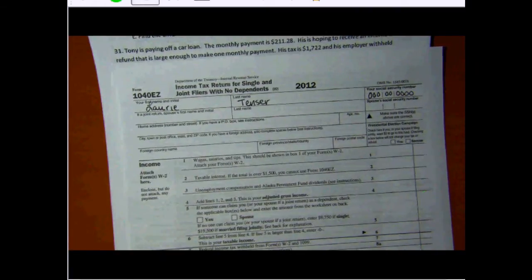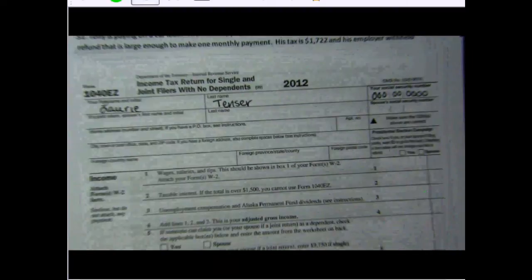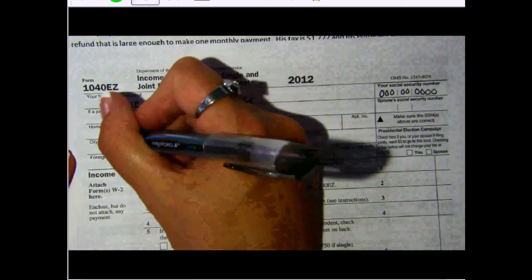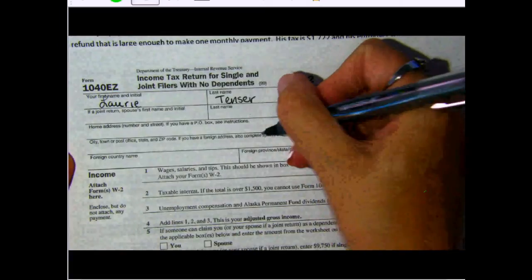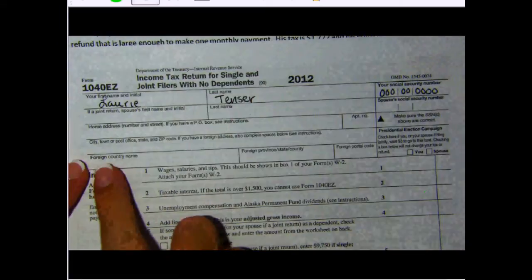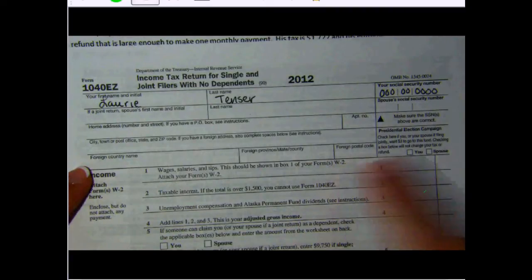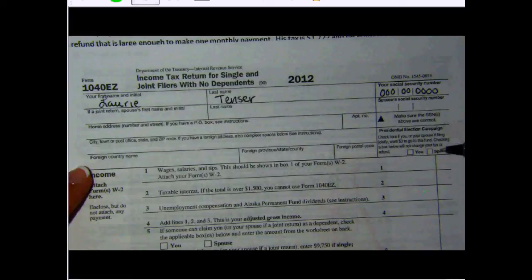She's not married, so we don't have to fill out her spouse's information. And then if this was your actual, you would put your address and your city. If you work in another country, you fill out the foreign country, province, and name, but you don't, so we don't have to worry about that. If you want to donate to the presidential campaign election, you check this box. If you don't care to do that, you don't have to. There's no penalties on that.